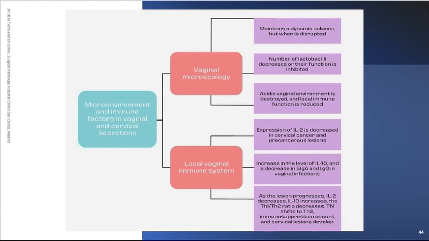vaginal infection. As the lesion progresses, IL-2 decreases, IL-10 increases, the Th1-Th2 ratio decreases, Th1 shifts to Th2, immunosuppression occurs, and cervical lesions develop. However, due to the small number of precancerous lesions and HPV-negative invasive squamous cell carcinoma, many questions remain unanswered regarding their cellular pathogenesis, as well as the triggers and drivers of this abnormal proliferation and the natural history of HPV-negative squamous cell carcinoma.